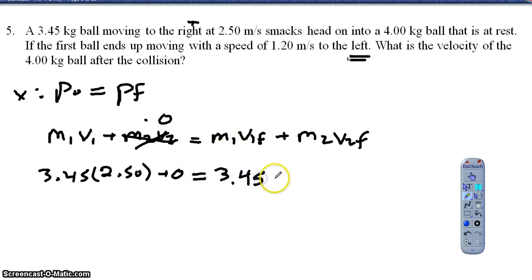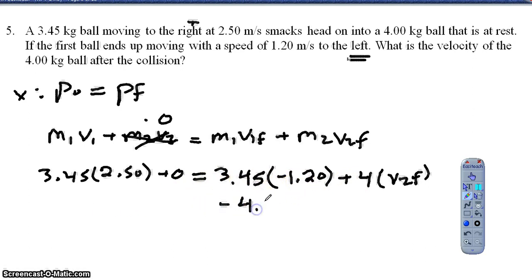And again, here's the biggest thing to watch out for. We need to make sure that because the velocity is now going to the left, we use a negative velocity, so a negative 1.20, and then plus my second mass times its final velocity, which is, again, the only variable we have. So at this point, just simple algebra, right? Make sure you're careful in solving for this. I'd add this quantity over to the other side since ultimately this is going to be a negative number. I get it to be about negative 4.14.